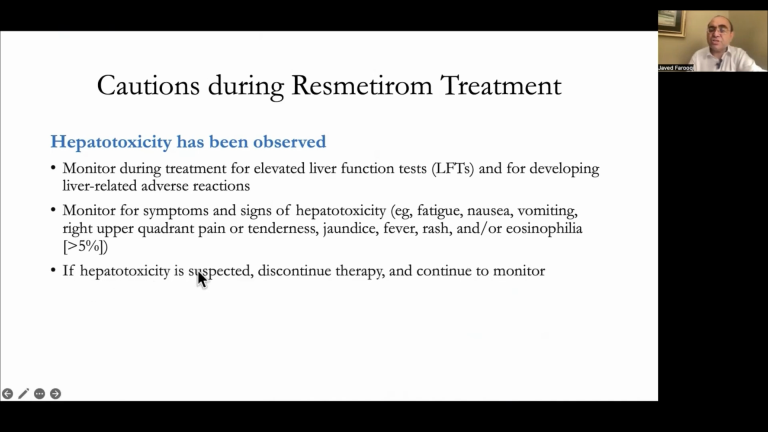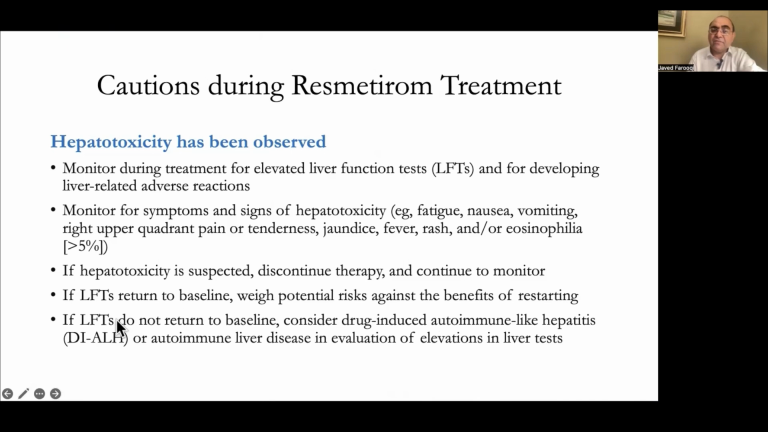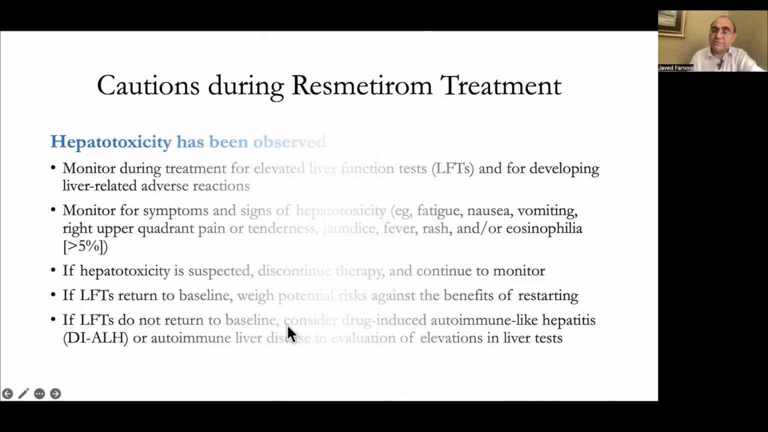If hepatotoxicity is suspected, discontinue therapy and continue to monitor. If LFTs return to baseline, weigh potential risks against the benefits of restarting. If LFTs do not return to baseline, consider drug-induced autoimmune-like hepatitis or autoimmune liver disease in evaluation of elevations in liver tests.